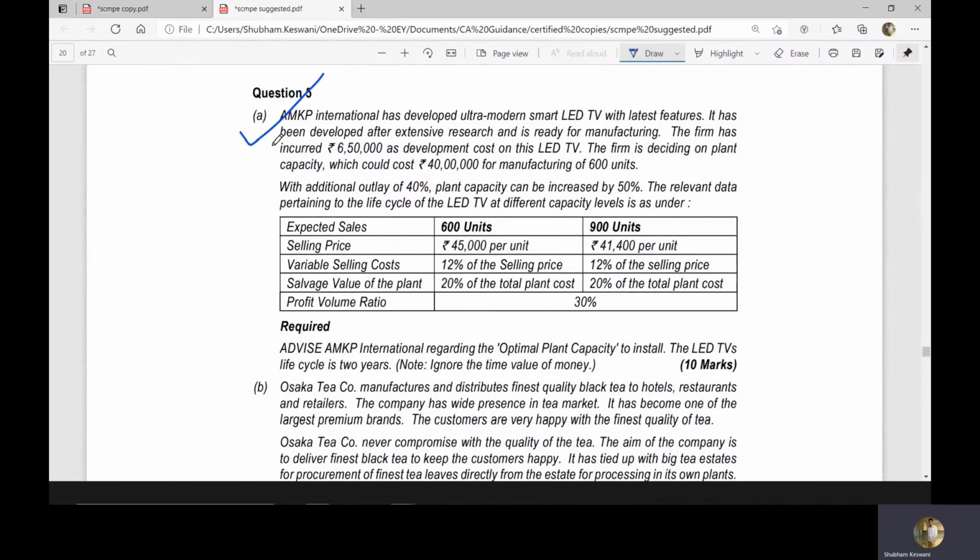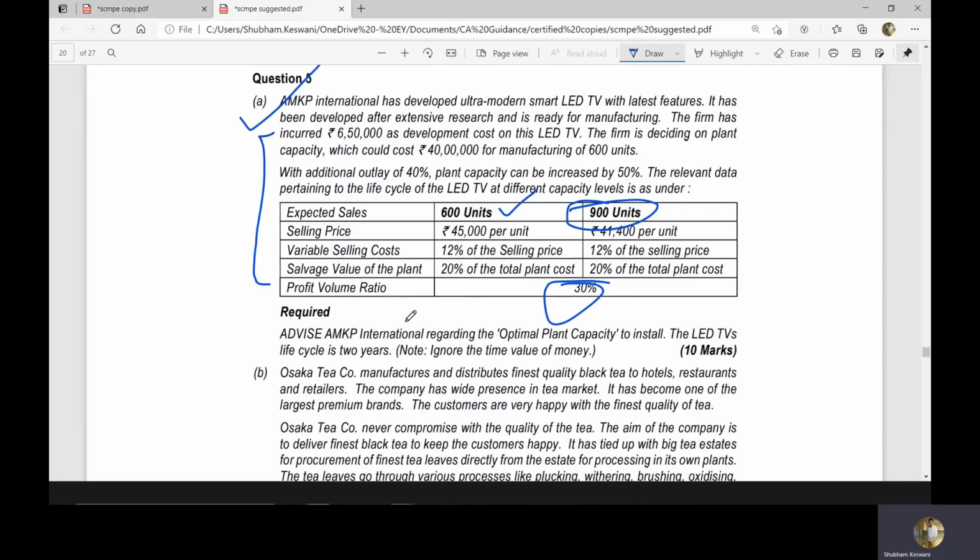Again, this question was similar to the one given in the study material, but there was a catch that this 30% was only applicable for 600 units, but not for 900 units. So one could take an assumption while solving this question. Now the question is, you have to advise which is the optimum plant capacity, that is, should it be 600 units or 900 units.